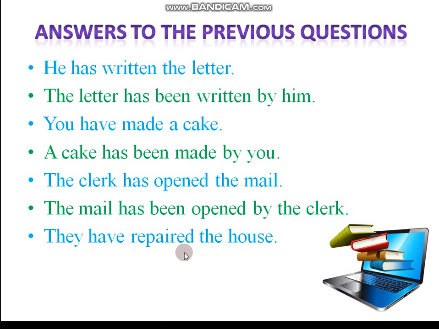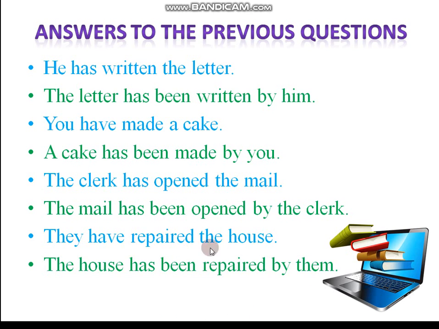They have repaired the house. Here also, they have repaired the house. Why do we use have here? Because the subject is they. That's why we need to use have. Third person plural, not singular. So when you change that into passive, the house comes to the place of subject. The house, because it's a singular noun, so we need to use has. The house has been repaired by them.